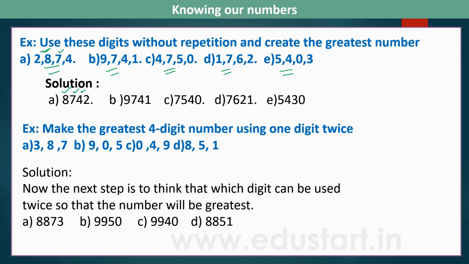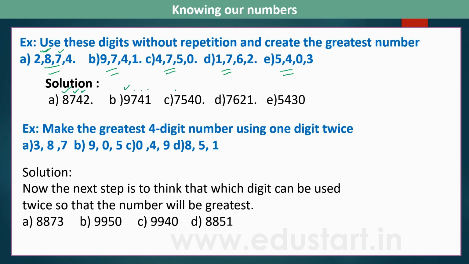Clear? Now consider the next digits. In 9741, 9 is the biggest digit, so that is placed at thousands place. Then 7, then 4, then 1. In 4750, 7 is the biggest digit.